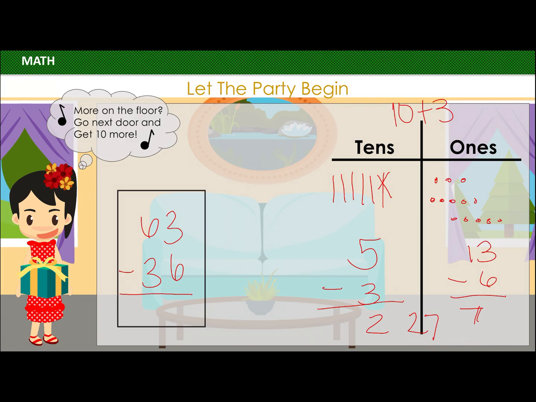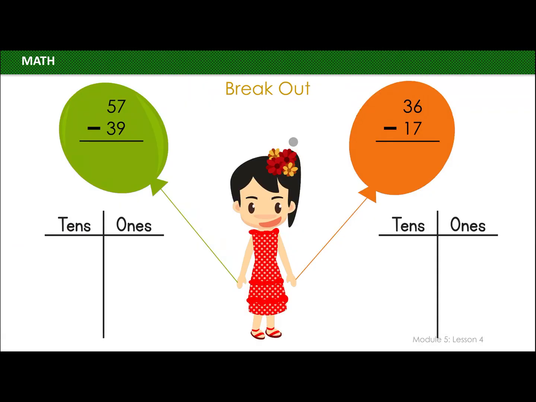Let's check by doing it a way over here. So instead of using my tens and ones mat, I can just simply cross off my 6. I know that I'm taking 1 away, so that becomes a 5. And I know that I'm adding that 10 that I took away to my ones column. So that becomes 13 right there. So now I'm doing 13 minus 6, which is 7, and 5 minus 3, which is 2. So my answer is 27.